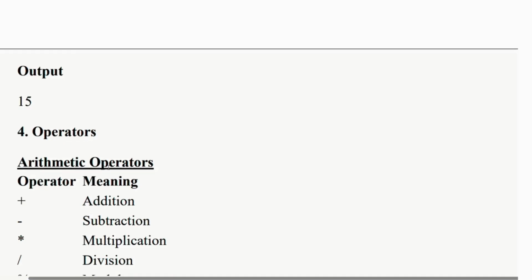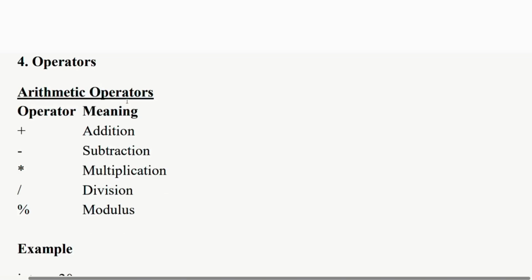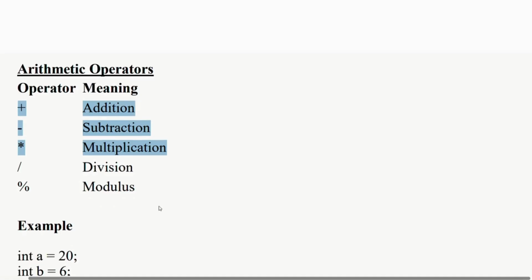Let's understand operators now. There are multiple types of operators in Java, so let's understand each one by one. First, we start with the arithmetic operators: plus for addition, subtraction, multiplication, division, and the modulus operator. Each one of these operators plays an individual role in Java.